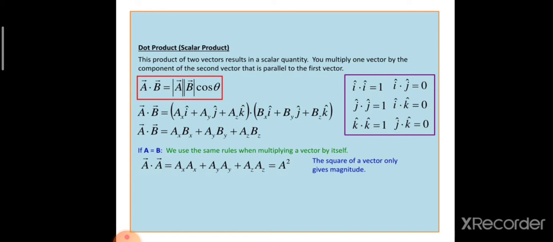Suppose if instead of vector B we are having vector A itself, then vector A dot vector A will be equivalent to AX into AX plus AY into AY plus AZ into AZ, which will be equivalent to A square.